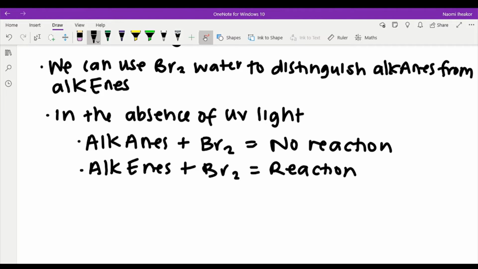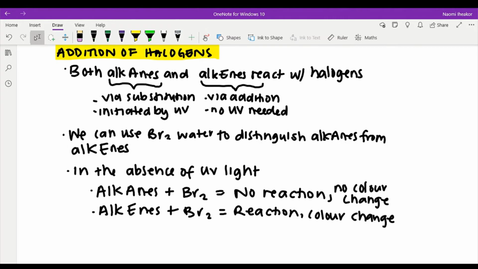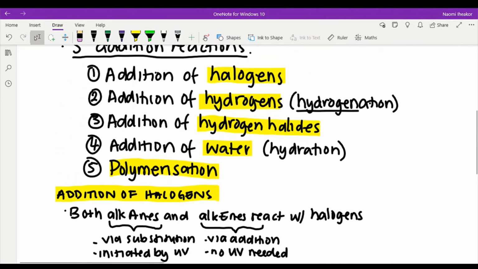With our alkanes in the dark, we're not going to see a color change. Whereas with our alkenes, because a reaction is going to take place, that bromine is going to get used up, and so we are going to see a color change going from orange to clear, or from orange to colorless. So let's go ahead and tick that off.